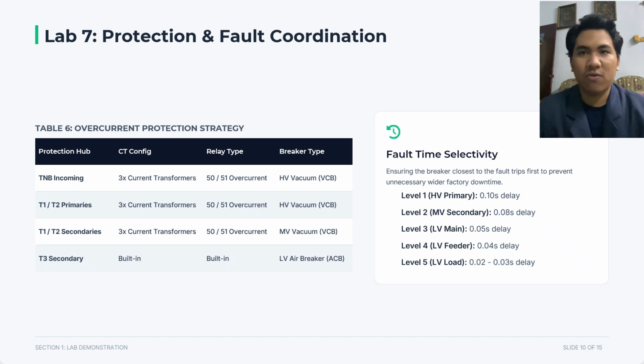Level 1 at the high voltage primary has a delay of 0.1 seconds. Level 2 at the medium voltage secondary has a delay of 0.08 seconds. Level 3 at the low voltage main has a delay of 0.05 seconds. Level 4 at the low voltage feeder has a delay of 0.04 seconds. Level 5 at the low voltage load has a delay of 0.02 to 0.03 seconds. The coordination ensures that the breaker closest to the fault trips first, minimizing disruption to the system.